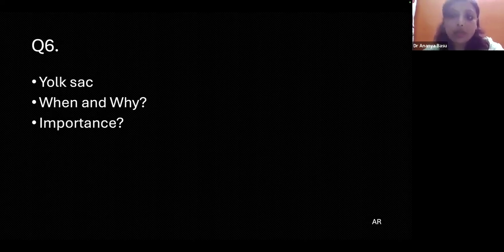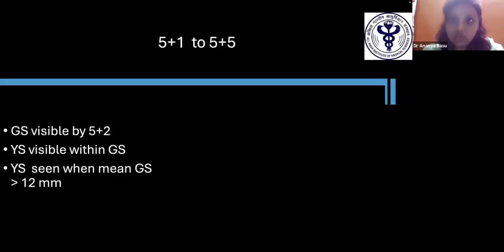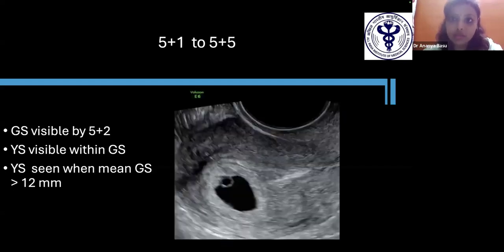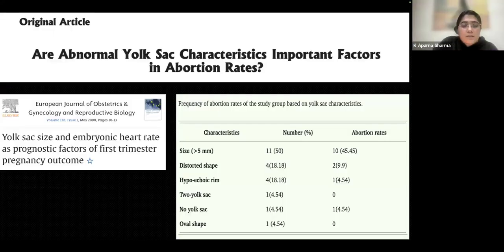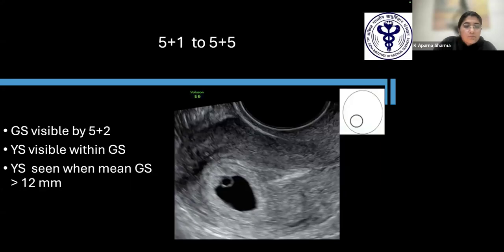It should appear by 5 weeks, 5 days of gestation on a TVS. And also the number of yolk sacs corresponds to the number of amnions if it is a polyamniotic pregnancy. So these are some of the significances of the yolk sac. Okay. Yeah, please carry on.